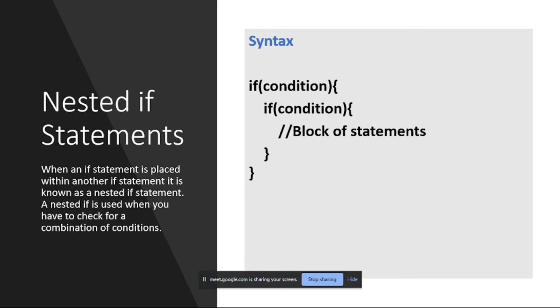Now, let's look at the formal definition. When an if statement is placed within another if statement, it is known as a nested if statement. A nested if is used when you have to check for a combination of conditions. We had a combination of conditions in that example, and we use a nested if statement to check how many conditions are true, and only if the outer statement is true, the inner statement gets executed. You guys understood? Any doubts? If the outer statement is false, then the inner would not execute. Yeah, perfect, that's a good understanding.